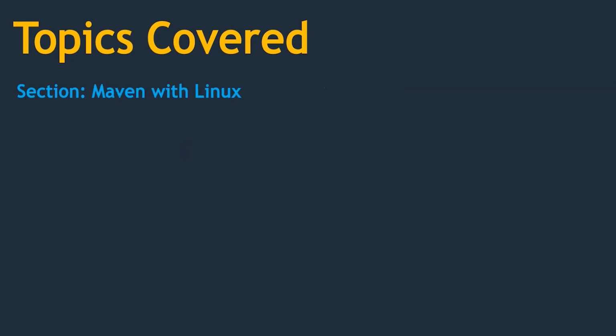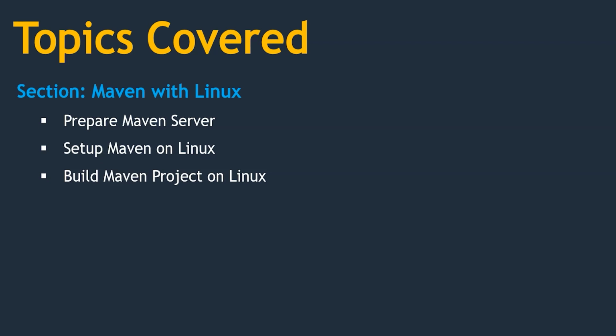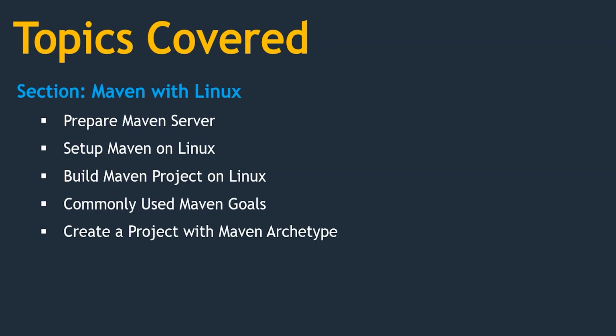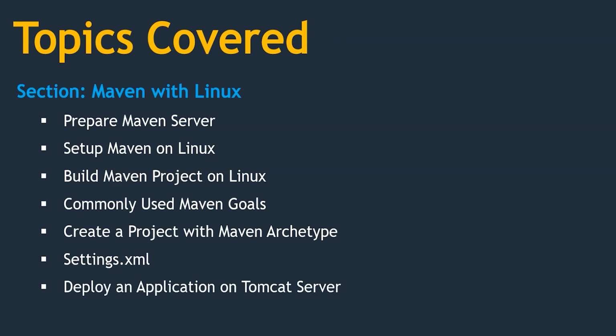In the next section we are going to deal with Maven on Linux. Here we need a Linux system, and for that I am going to use AWS Cloud. So preparing a Maven server, next setting up Maven on Linux and building a Maven project on Linux, commonly used Maven goals, creating a project with a Maven archetype, next settings.xml, and at last deploying an application on a Tomcat server. Whatever application we build over here, we are going to deploy on the Tomcat server.